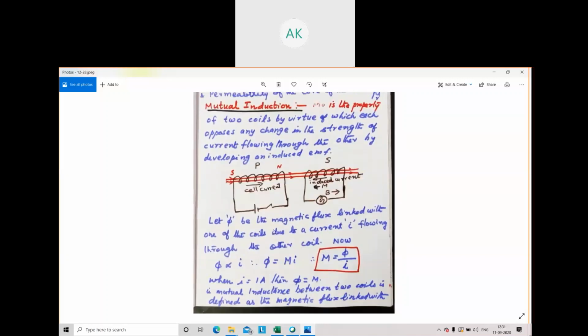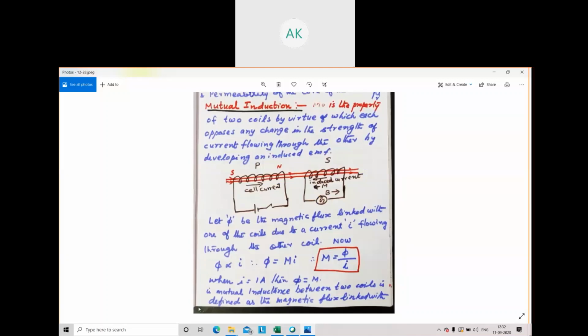So the flux here also is directly proportional to current, or phi equals MI. This is mutual induction. M we use for mutual induction, and L for self-induction. So phi equals MI, therefore M equals phi by I. When I equals 1 ampere, phi equals M. So we can define mutual inductance.